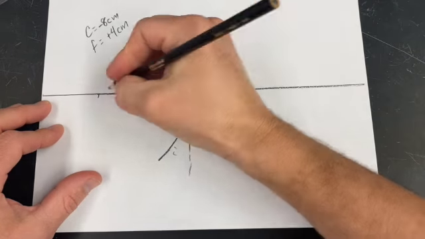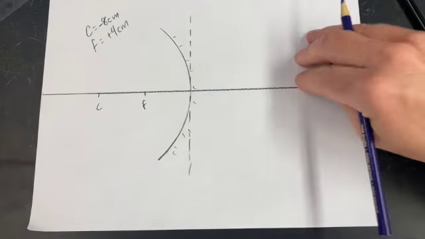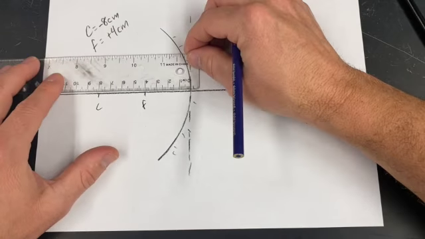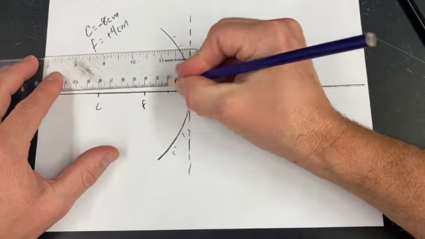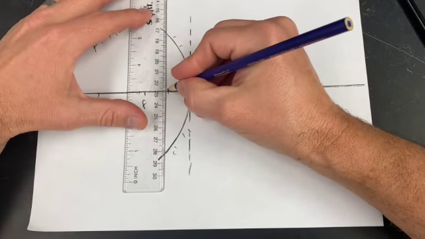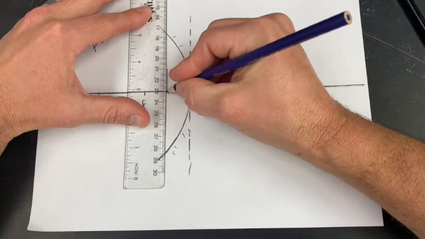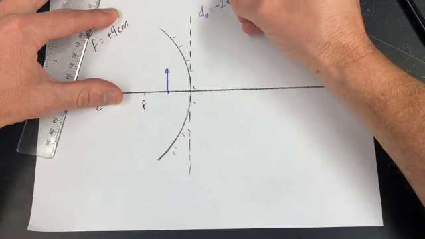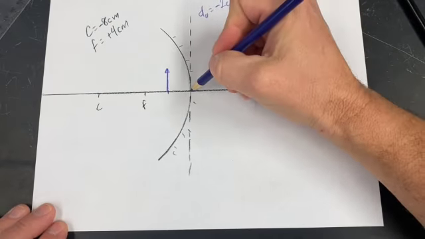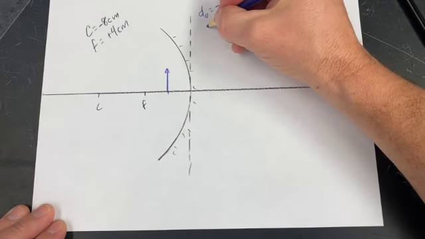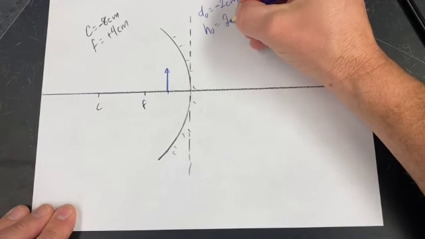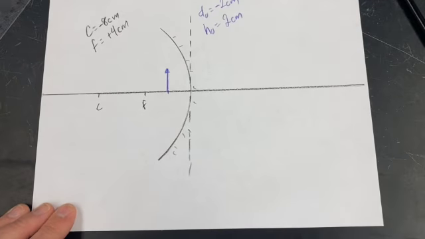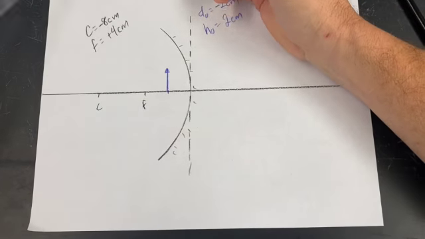Okay, C and F. I'll go ahead and draw in an object, and let's go ahead and do 2 centimeters. And we'll go ahead and draw this 2 centimeters tall again. And I'll write that down. So my object is at -2 centimeters. That is the position, because this is 0. Negatives are on the left side. And the height of the object is also 2 centimeters tall. And now the same rules still apply.